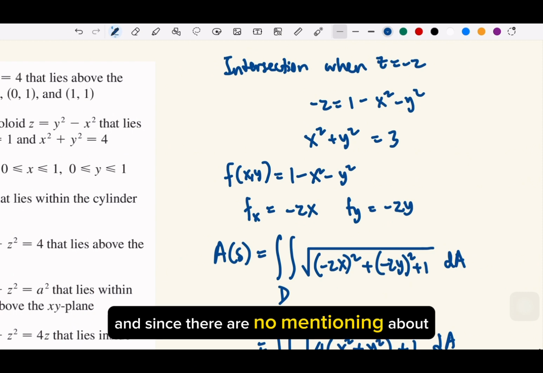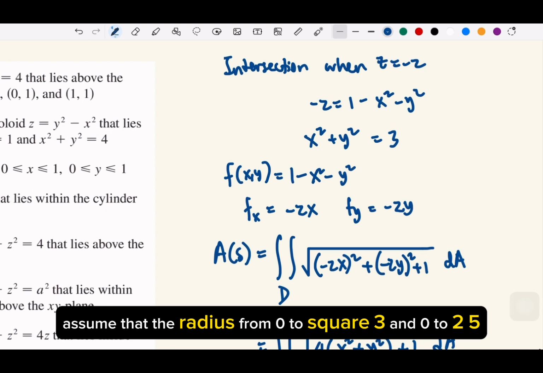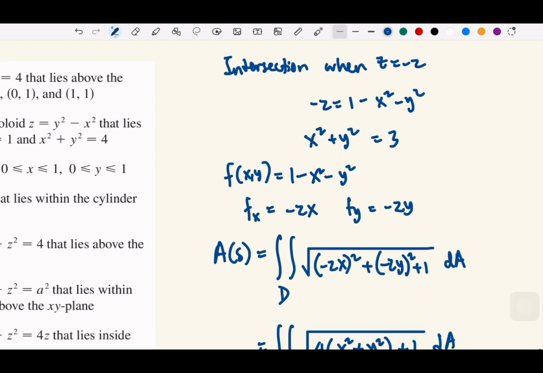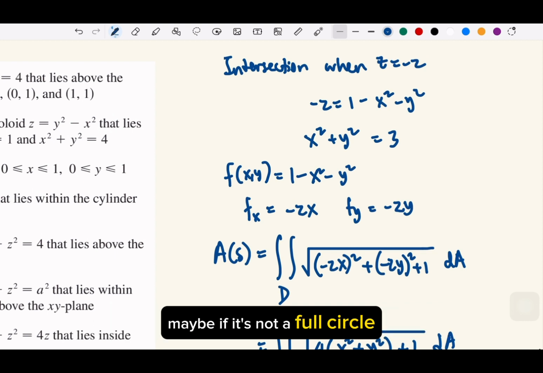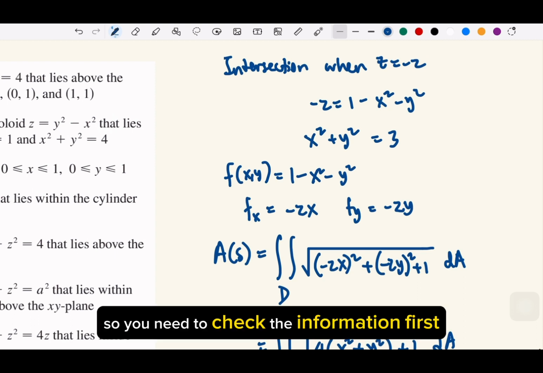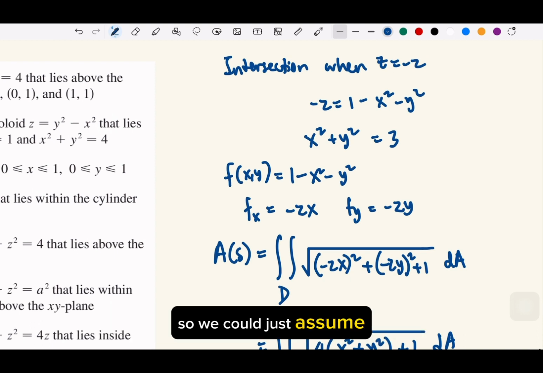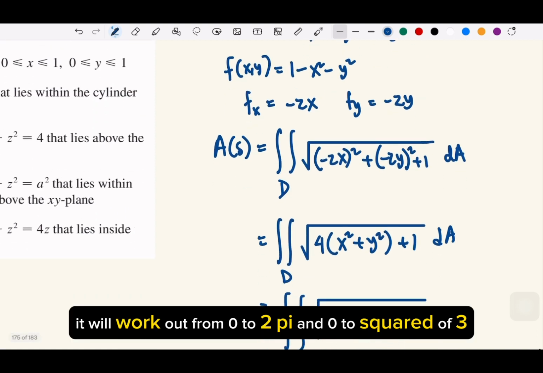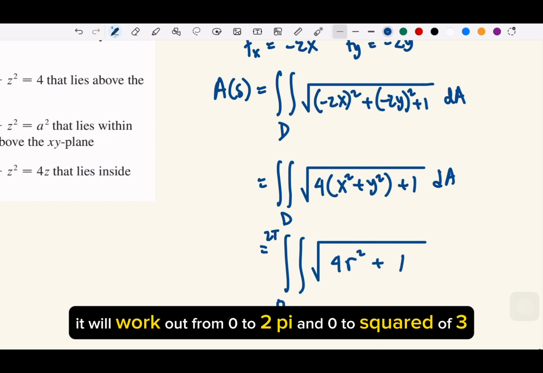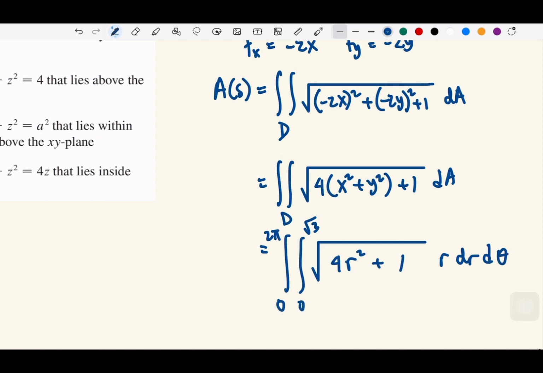And since there is no mention of any restriction, we could just assume the radius goes from 0 to square root of 3, and theta from 0 to 2 pi, the full circle. Unless they give you more information, maybe if it's not a full circle, maybe only a half part. Sometimes they give you those kinds of information, so we need to check the information first. Because there's no restriction, we assume 0 to 2 pi and 0 to square root of 3. So this is r dr d theta.